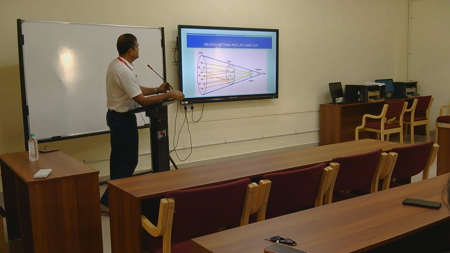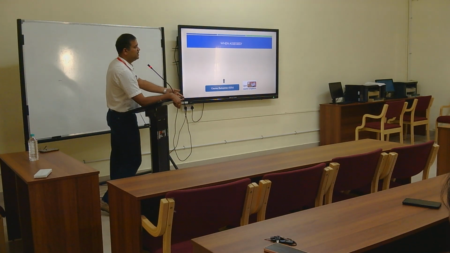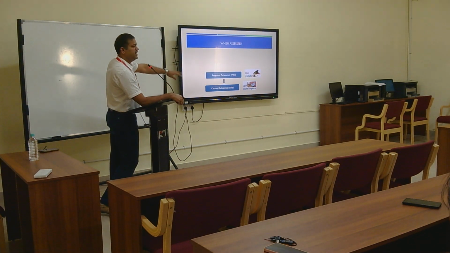Relation between POs and COs. First we have a vision, then vision, POs and COs. It is bidirectional. We can take the reverse direction also. When assessed, the course outcomes are for course completion, that is the individual course. That is with respect to the 5 days of this FDP we are conducting. Each day we are going to assess. So that's what an individual course is. At the end of the FDP, after completion of the 1 week FDP, we are going to assess the program outcomes. The program educational objectives are assessed after a few years of graduation.